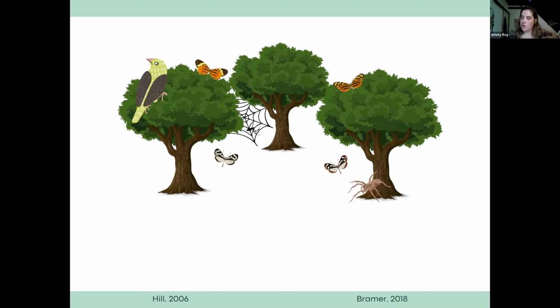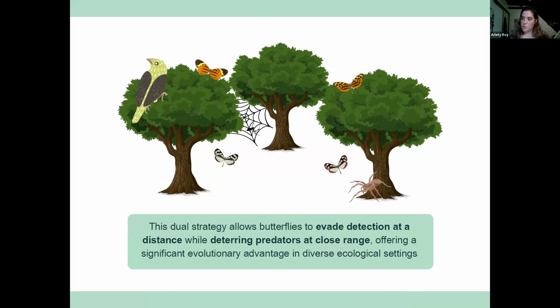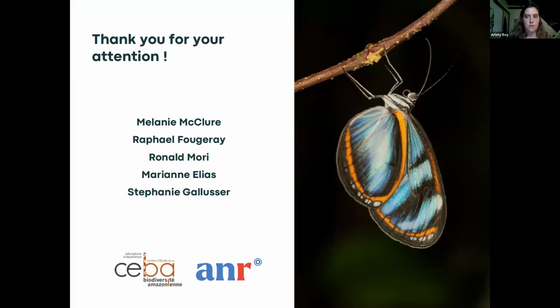And we know that birds are capable of recognizing and avoiding aposematic signals, but arthropods lack the long-term learning capabilities to really integrate this type of defense strategy. So transparency could then allow butterflies to evade detection at long distances while deterring predators with their toxicity if they actually get caught. And so this offers a significant evolutionary advantage in diverse ecological settings. Thank you for your attention.